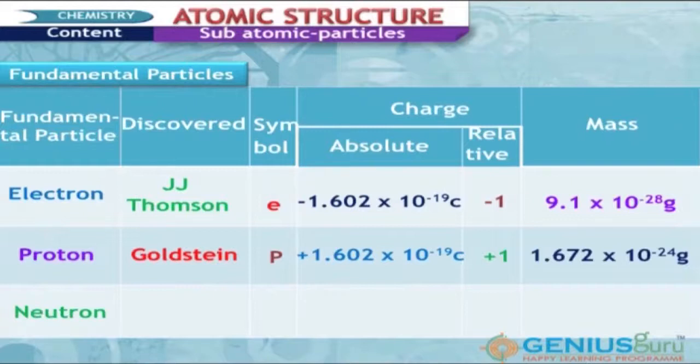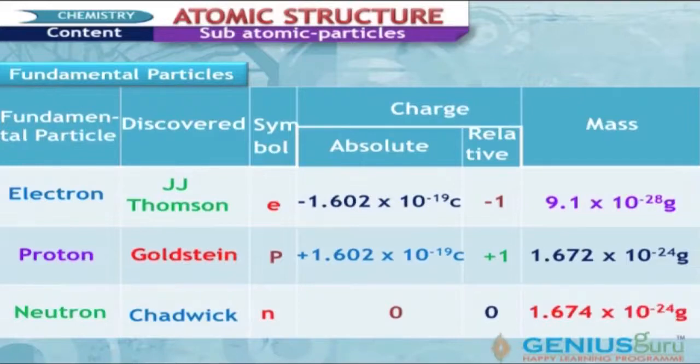Neutron. This was discovered by Chadwick, and the symbol is N. The absolute charge is 0. These neutrons are chargeless species. They do not have any charge. And coming to the relative charge, it is also 0. And coming to the mass, it is 1.674 into 10 power minus 24 grams.